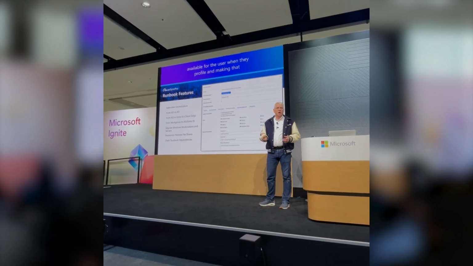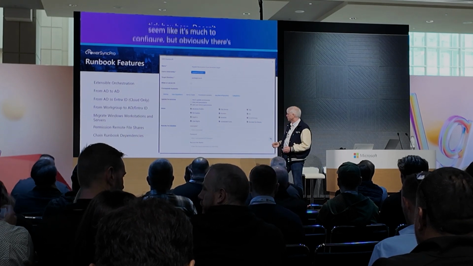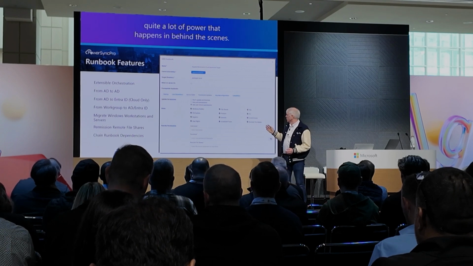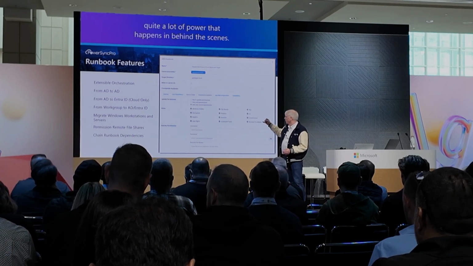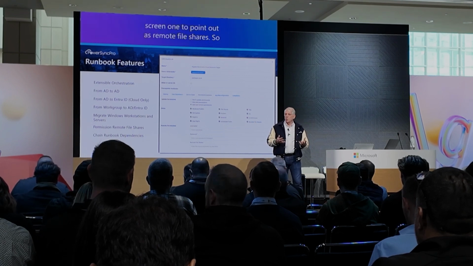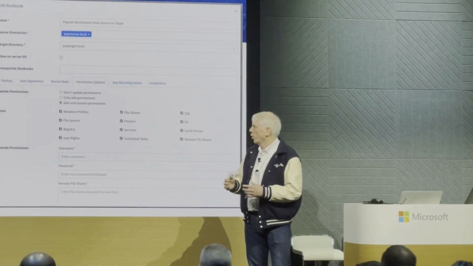Doesn't seem like it's much to configure, but obviously there's quite a lot of power that happens behind the scenes. We do other read permissions as well, so you can see them on the screen. One to point out is remote file shares. So if you have a NAS device or a non-Windows machine, or maybe a Windows server that you don't want to put the agent on, you can do that repermissioning remotely.